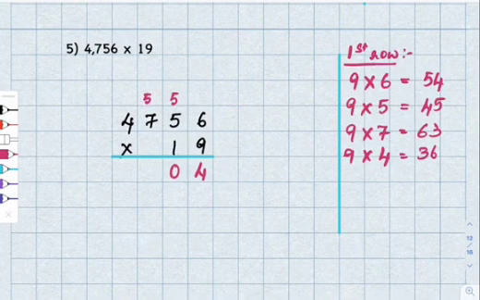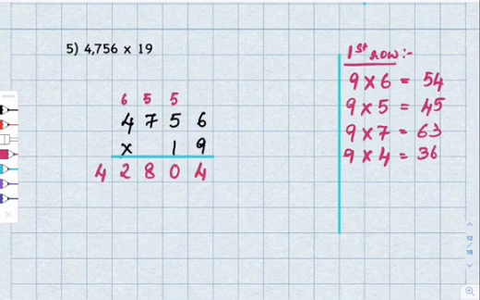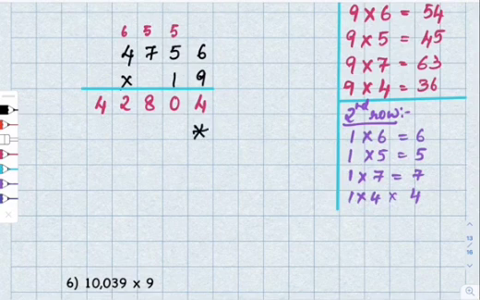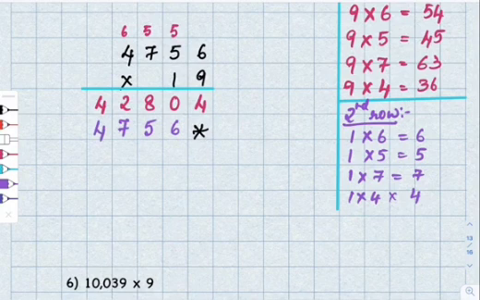9 sevens are 63 plus 5 is 68. 8 at the bottom, 6 goes on top. 9 fours are 36 plus 6 is 42. So this is for the first row. Then for the second row, it's with respect to 1. Actually, we don't have to write. If you want, you can write down. As I said, the first unit place will have a blank. Now write down all the results. 1 six is 6, 1 five is 5, 1 seven is 7, 1 four is 4.